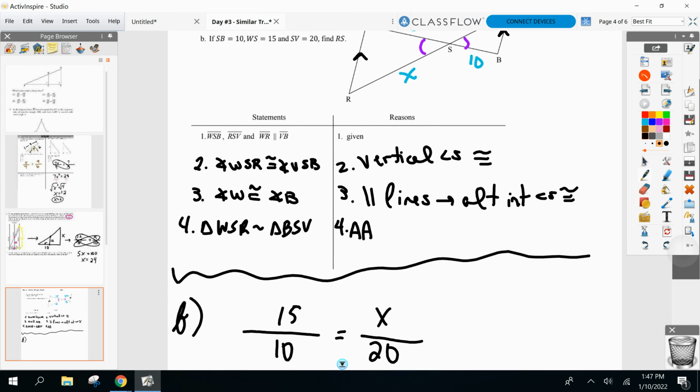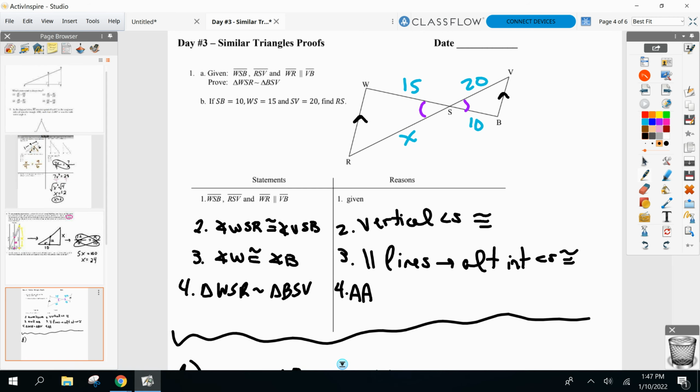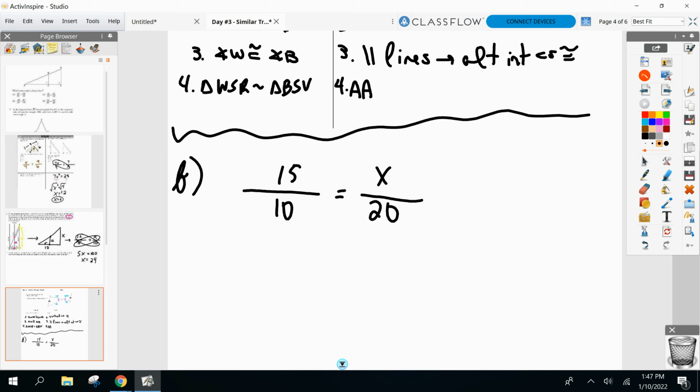Everybody good? Questions here? Are we comfortable matching up the 15 and the 10 and the x and the 20 that they had to match up? Here's my cheat code again. Remember, W was congruent to B, so the sides across match up. W and B were equal, so the sides across matched up. And then we all should have got what for this side? X equals 30. Questions, comments?